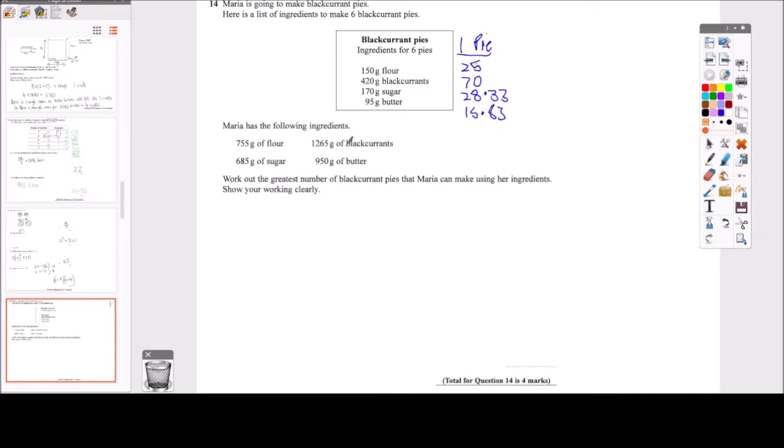So this is the amount of ingredients I've got. So I can take each in turn and work out if that was my ingredient that counts. How many pies can I make given I've got that amount of each ingredient? So for the flour, I've got 755 grams. There's 25 grams per pie. So if flour was my constraint, I can make 30.2 pies.